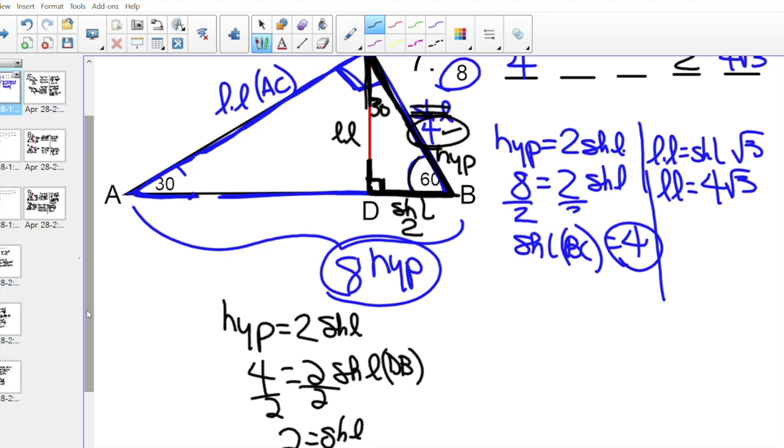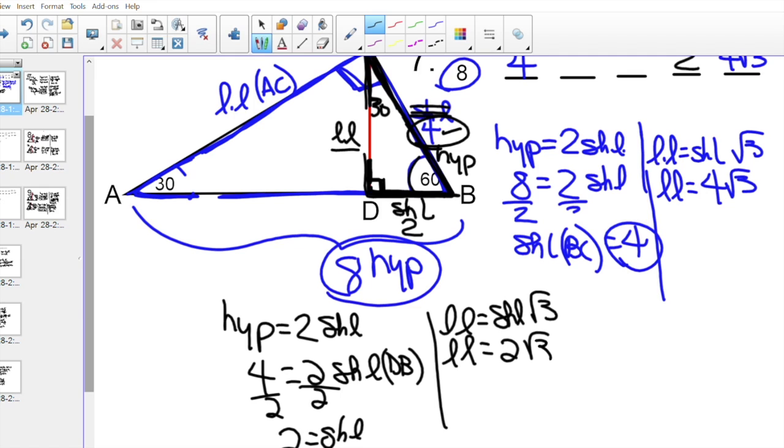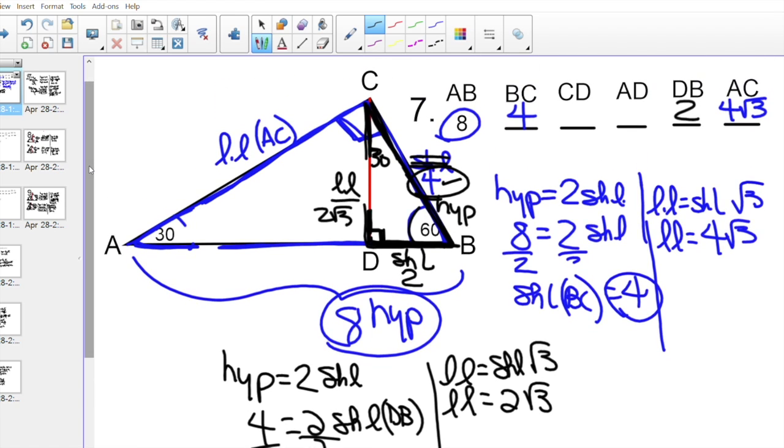Now, that leaves us the longer leg. Well, the longer leg in the small one here on the right is equal to the shorter leg times the square root of 3. So the longer leg is equal to, remember the shorter leg is 2, 2 square root of 3. Now the longer leg is 2 square root of 3, but in the triangle that is side CD.